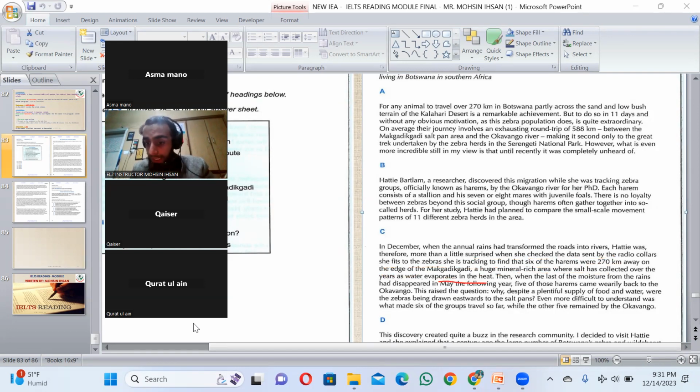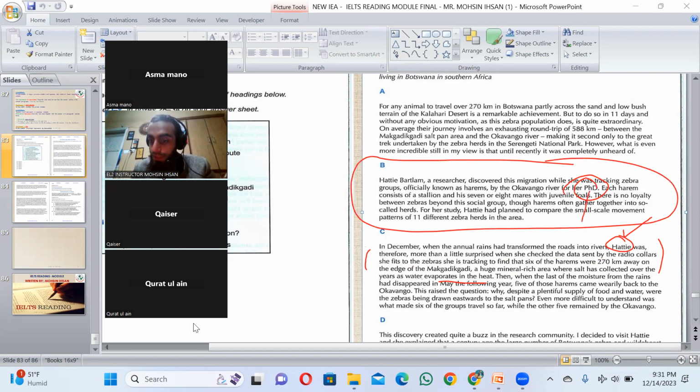Now, what I got from the following sentence is that when this person conducted her PhD research, which was actually discussed in the previous second paragraph, she reached the conclusion that these zebras are covering 270 kilometers to this place, Makgadikgadi. This is a little bit of a tough name. A huge mineral-rich area where salt is collected over the years as water evaporates in it.